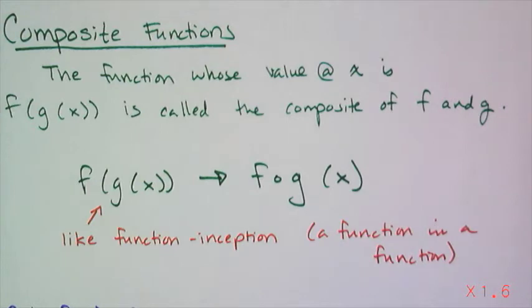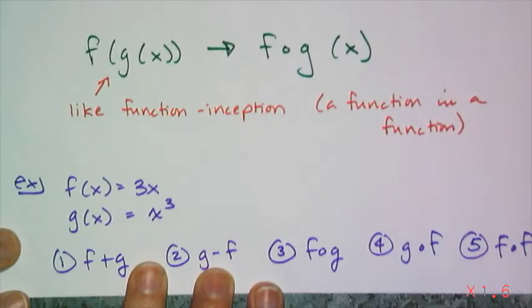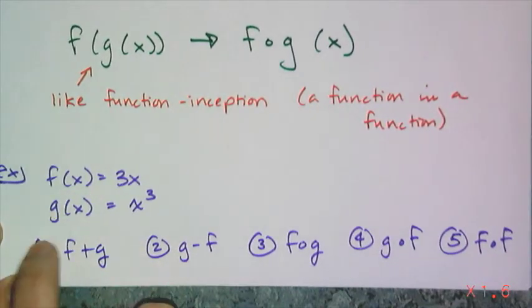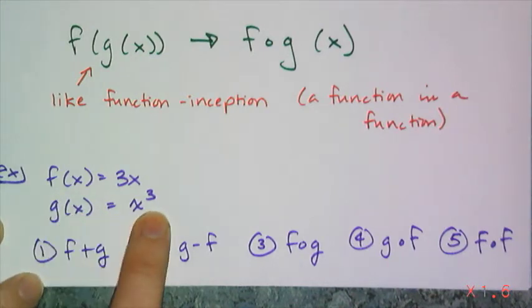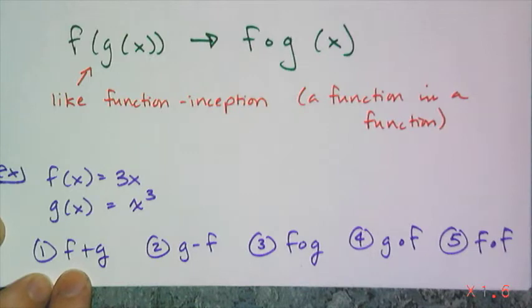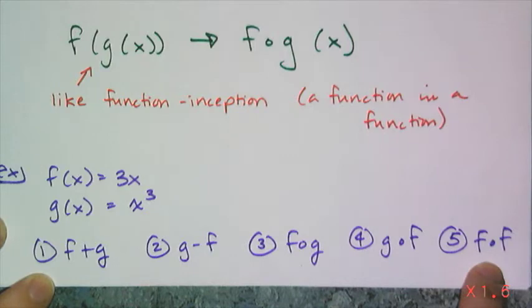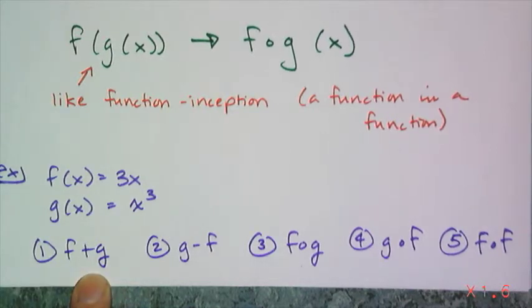So with these 5 operations, let's look at an example, or a series of examples. I have f of x equals 3x and g of x equals x cubed, and I want to find the sum, the difference, the composite of f and g, the composite of g and f, and a composite of f with itself, which you can totally do. You can put a function inside of itself. So why don't you try those, and then you can press pause or whatever, and when you come back, let's see what you should have gotten.